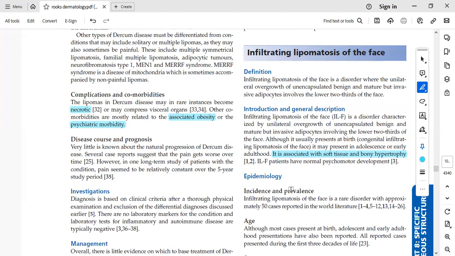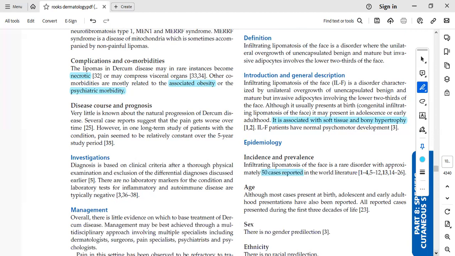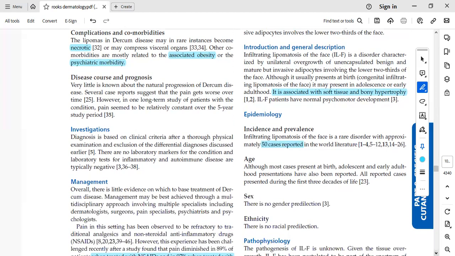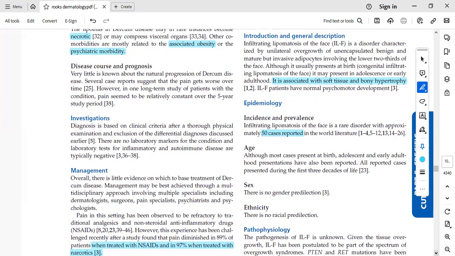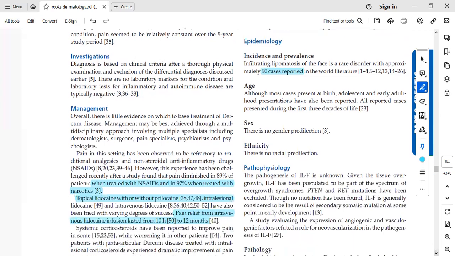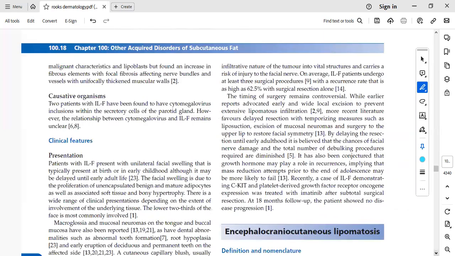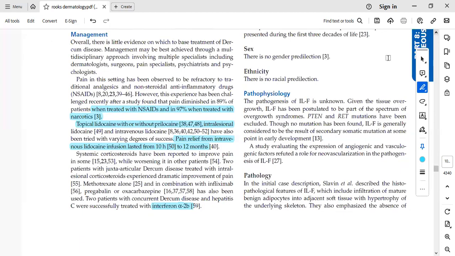The epidemiology, in incidence and prevalence: there are approximately 50 cases reported in worldwide literature. The age for infiltrating lipomatosis of the face: although most cases present at birth, adolescent and early adulthood presentations have also been reported. And there is no gender predilection, no racial predilection. And now we will come to the pathophysiology of this disease.